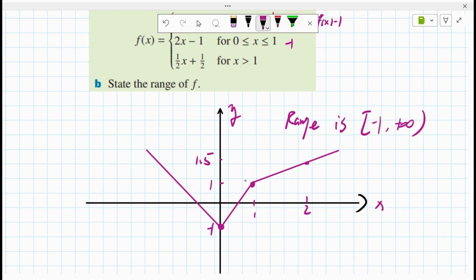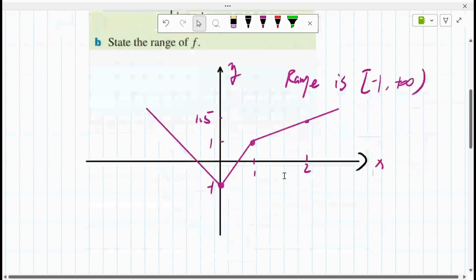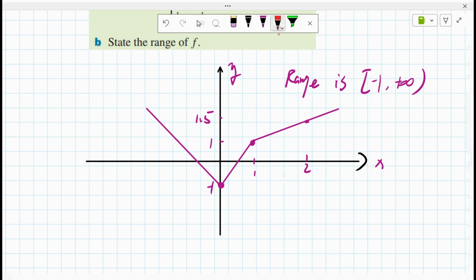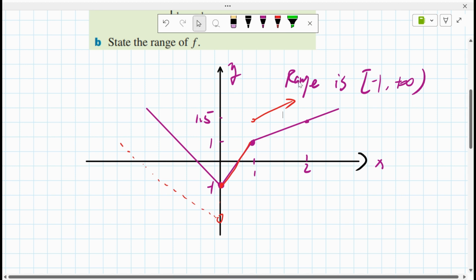Okay, there you go. Sometimes you will see a graph that doesn't actually connect. It might go here, then start again from here and go on, and another piece starts from here. So they do not always connect. Make sure you notice this, okay?